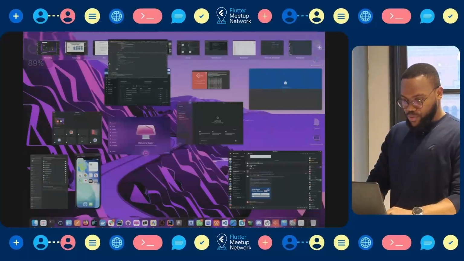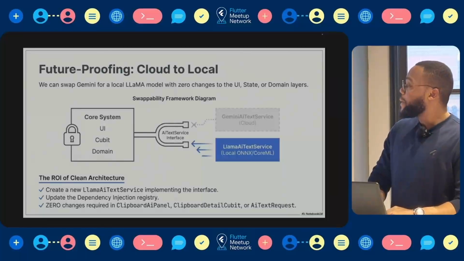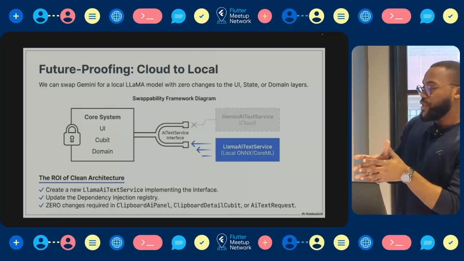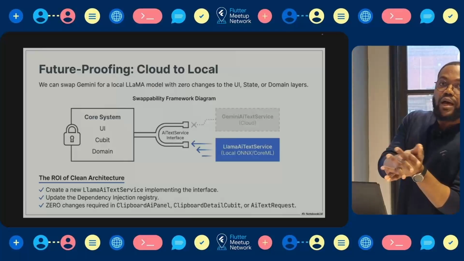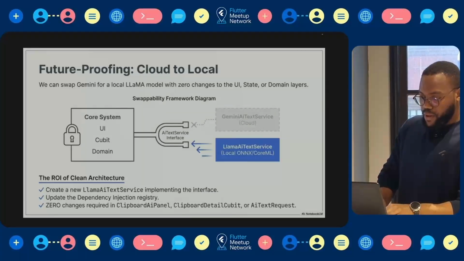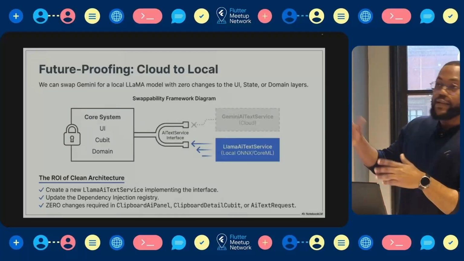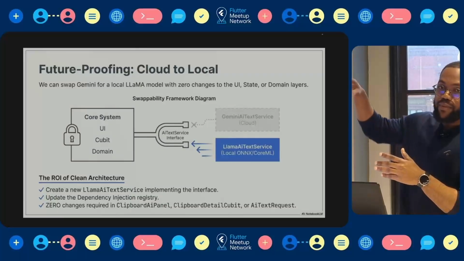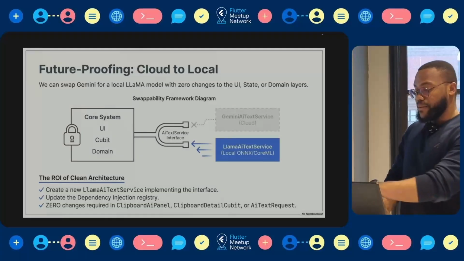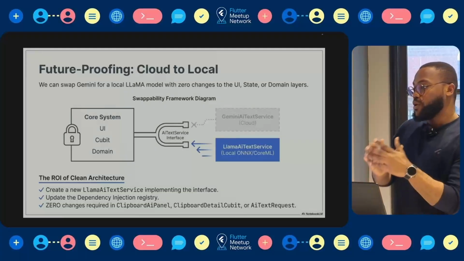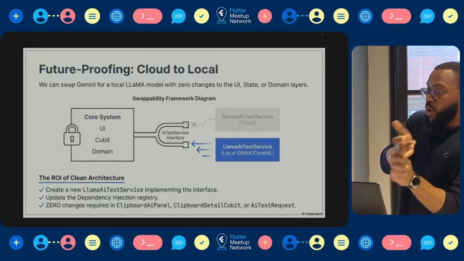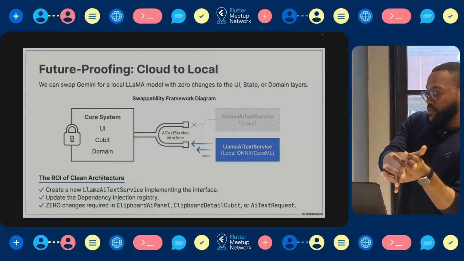So let me go back to here. So this is a future-proof architecture because if I want to switch from a cloud provider to a local provider, I just have to create another service that will simply implement my AI test service. So I will not modify anything inside the presentation layer. So only inside my infrastructure.